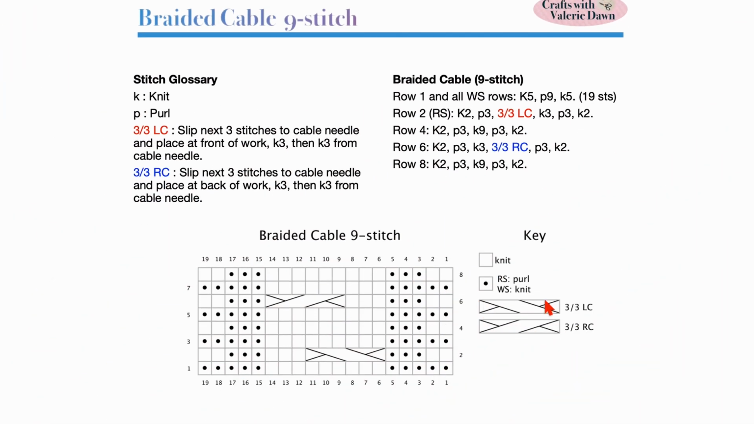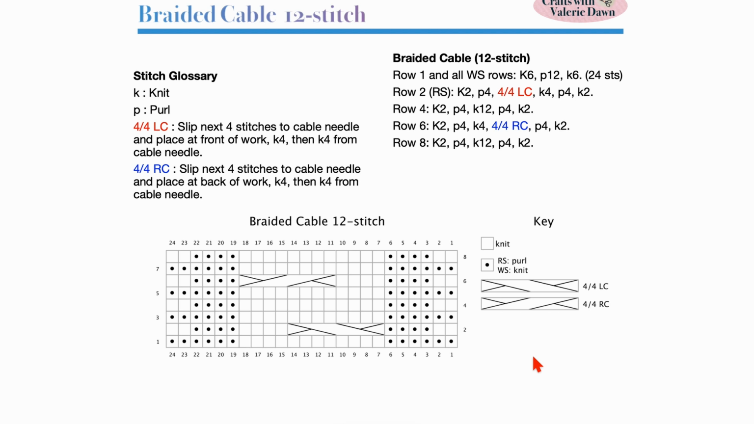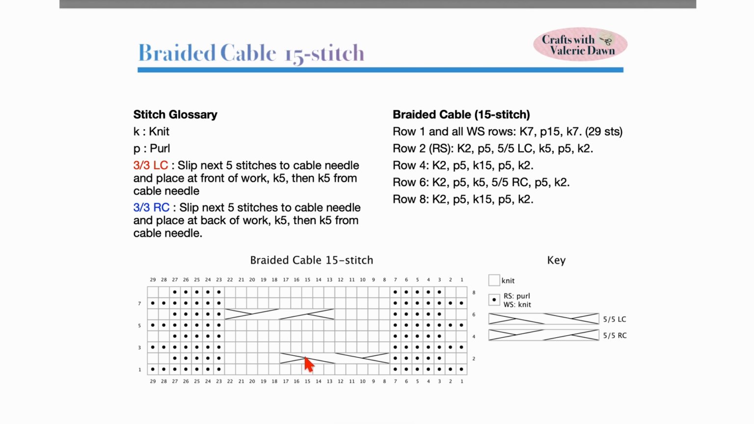This is the pattern for the 9-stitch. You'll see it's exactly the same, except it's 9 stitches across, and it's using the 6-stitch left cross cable and alternating the right cross 6-stitch cable. So the technique is exactly the same, the pattern's exactly the same, except you're doing 6 stitches for each cable. This one is the 12-stitch braided cable. Again, it's exactly the same, but it's an 8-stitch cable. I also have the one for the 15-stitch, which is using a 10-stitch cable.